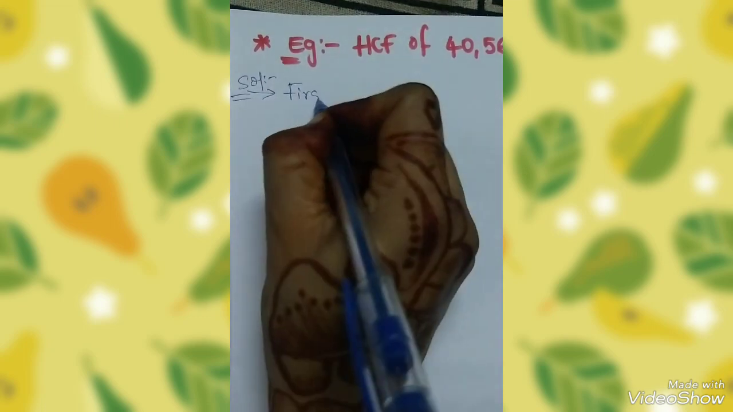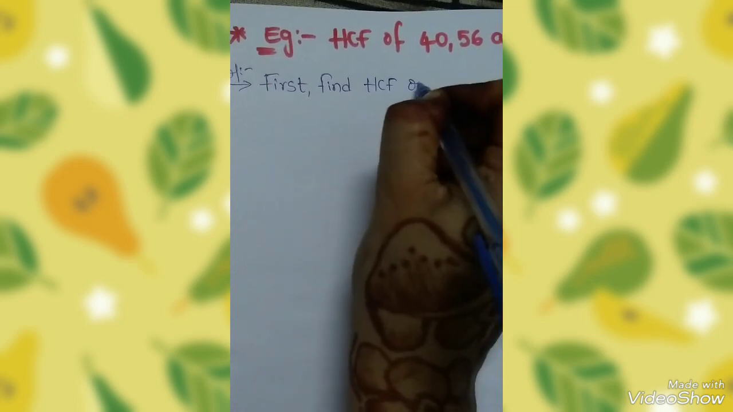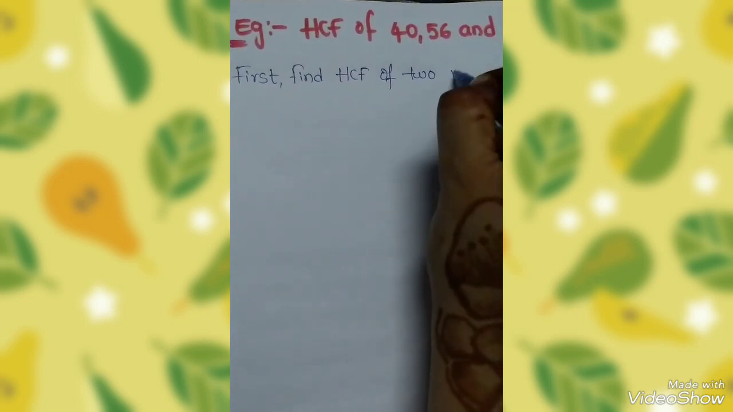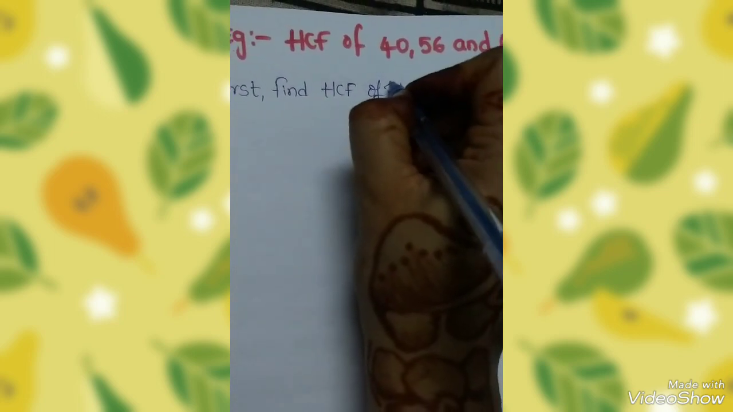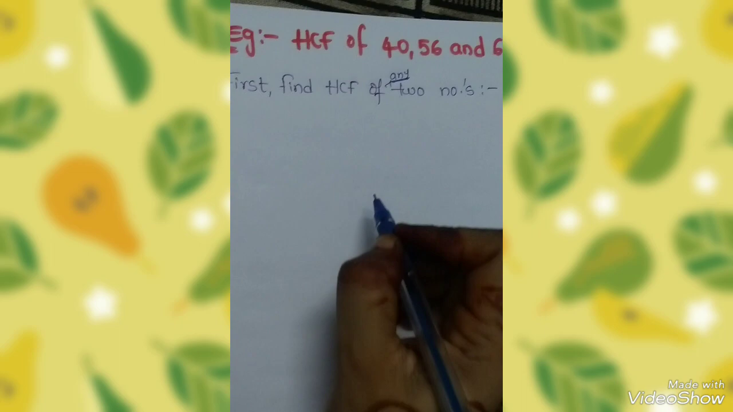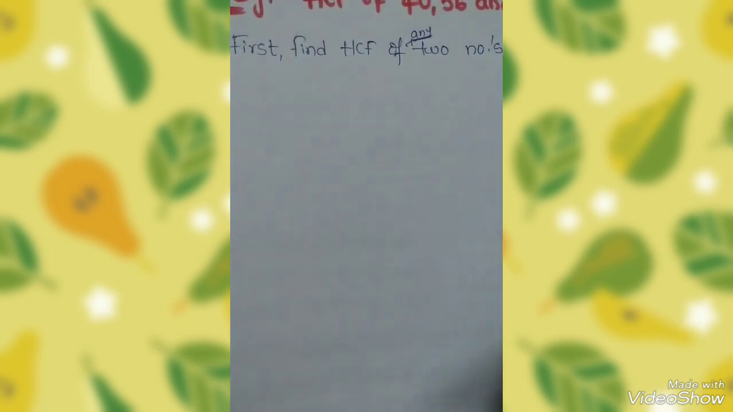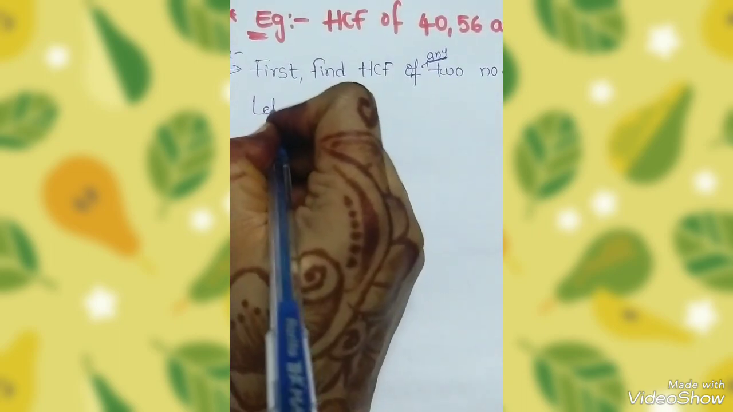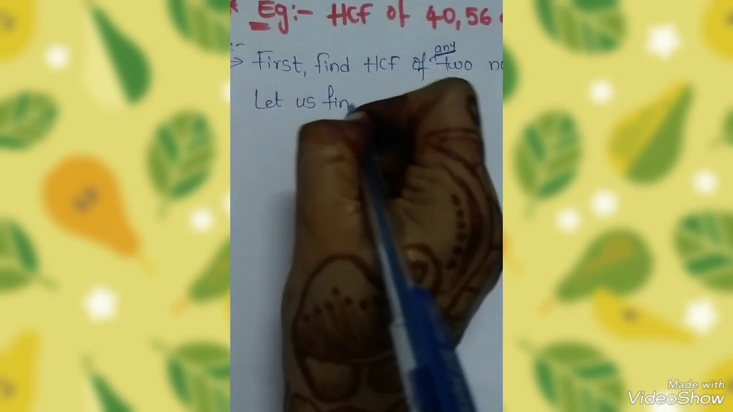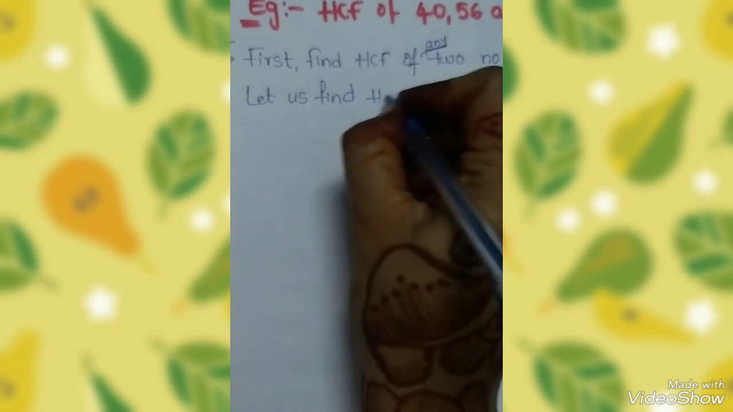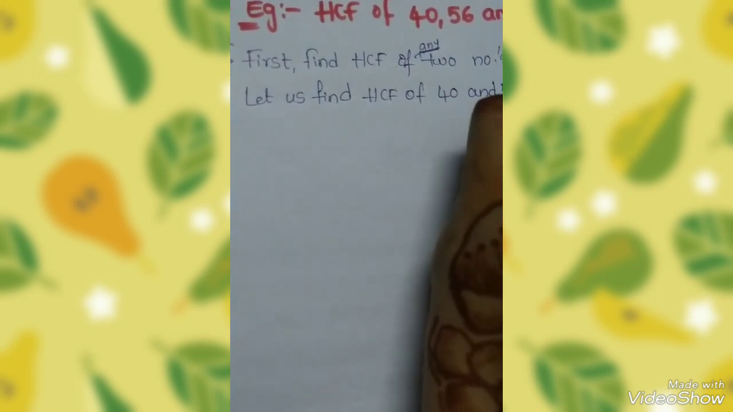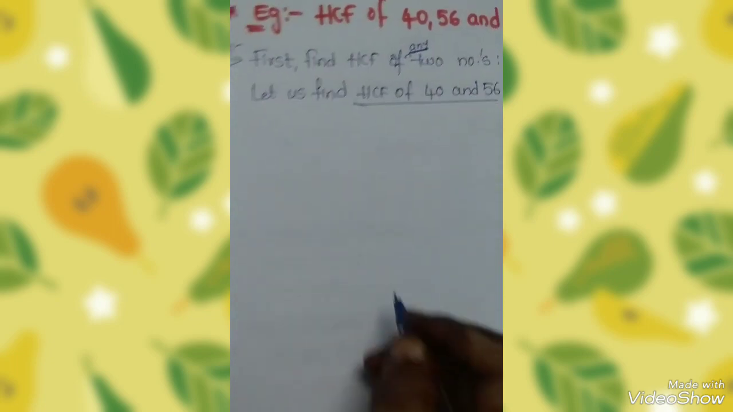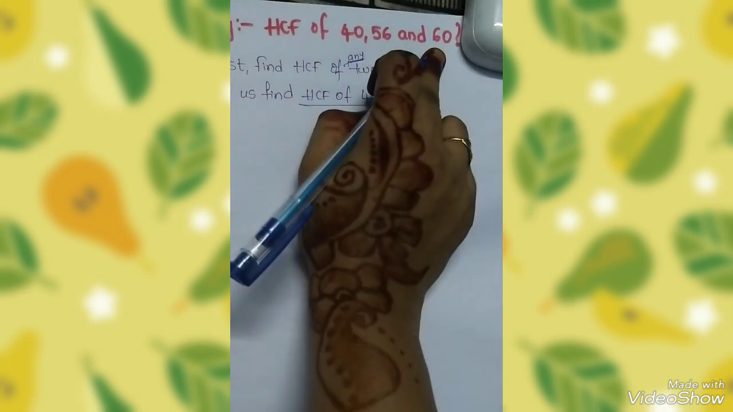First find the HCF of any two numbers. Let us find the HCF of 40 and 56. Now 60 is also there.